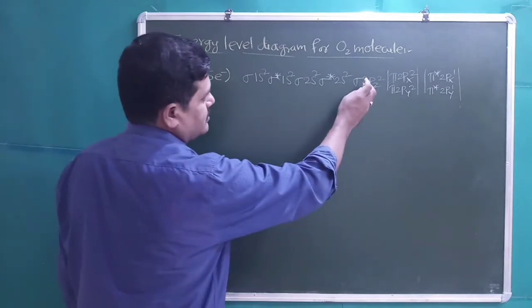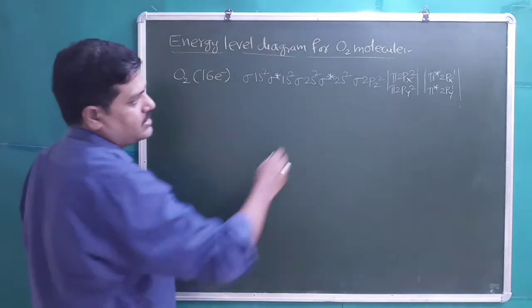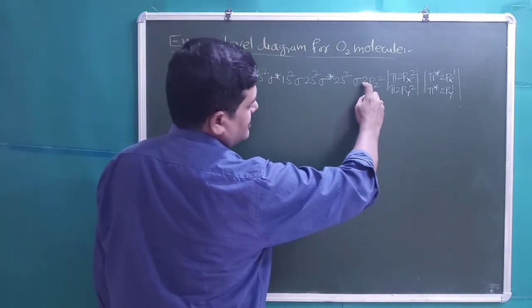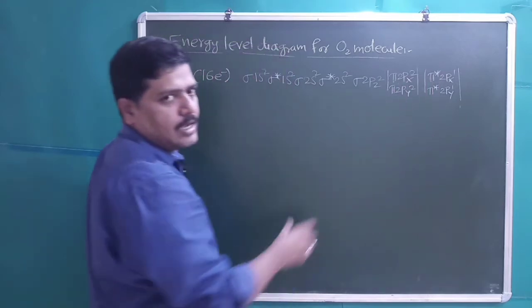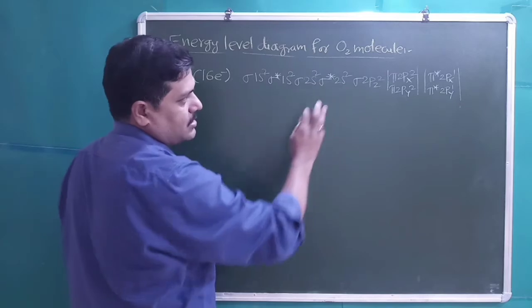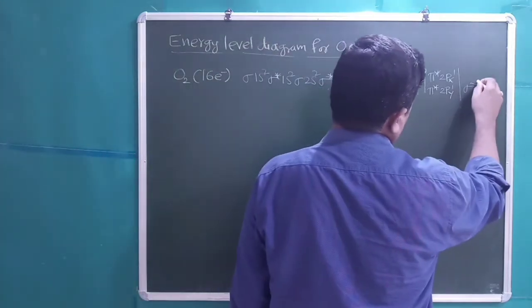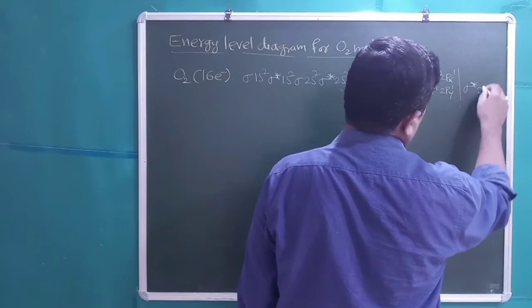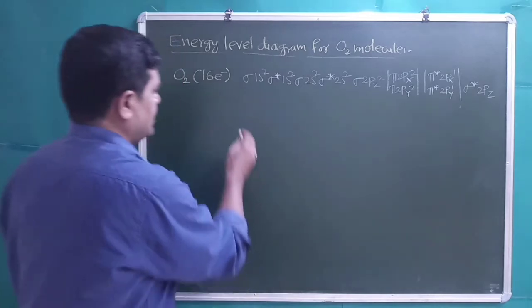If there is 2s 2pz intermixing, that is up to 14 electrons. The sigma 2pz orbital will come in the middle of these two, up to 14 electrons. For more than 14 electrons, this is the order of writing the electronic configuration. Here the next sigma star 2pz orbital is also present, but it does not contain any electrons.